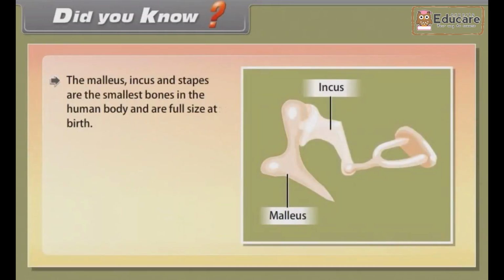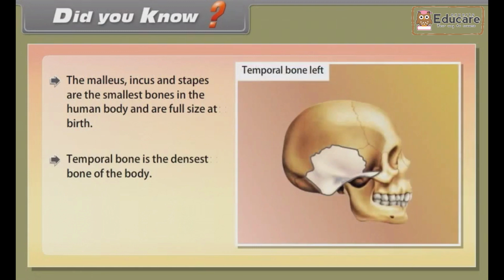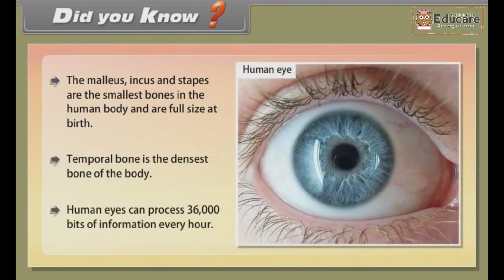Did you know? The malleus, incus and stapes are the smallest bones in the human body and are full size at birth. The temporal bone is the densest bone of the body. Human eyes can process 36,000 bits of information every hour.